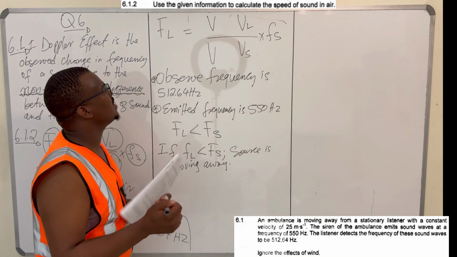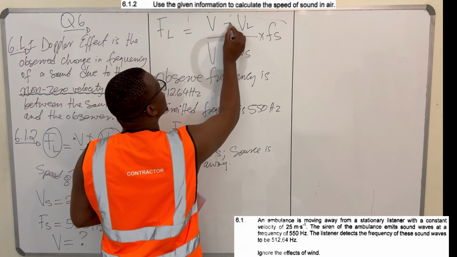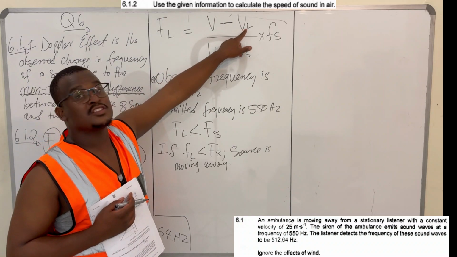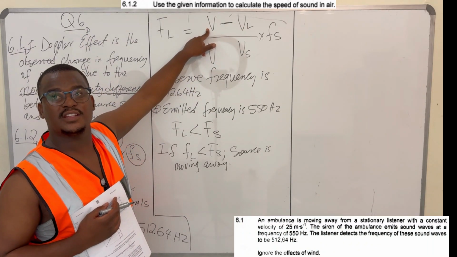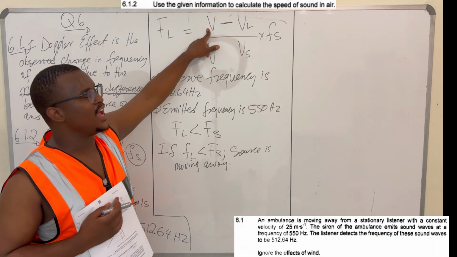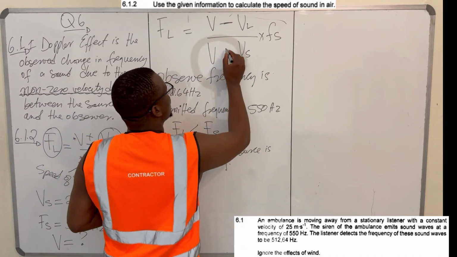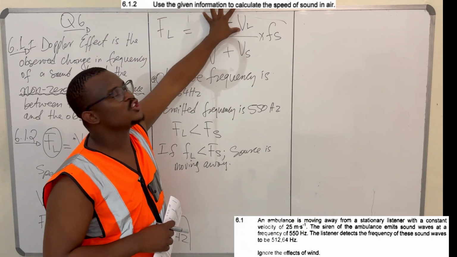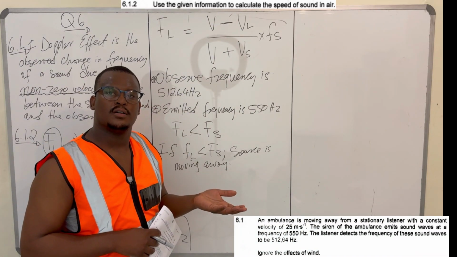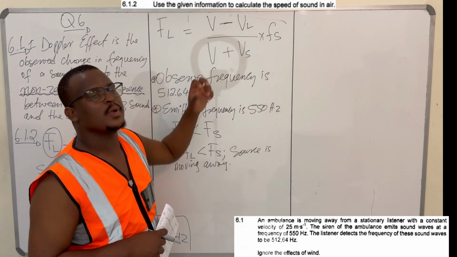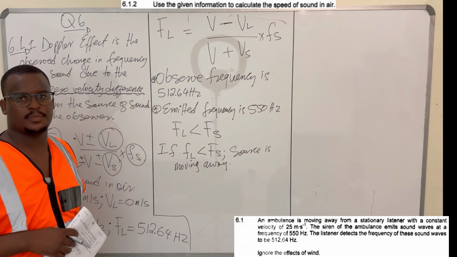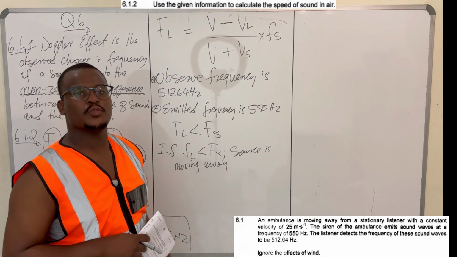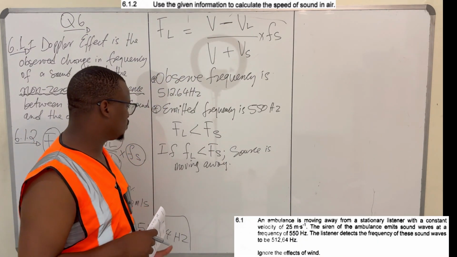So how do we achieve that? We achieve that by subtracting the velocity of the listener from the speed of sound in air, and here we add these two. Because if you have a minus there, the numerator will be small, right? And if you have a plus here, the denominator will be as big as possible. So once you decide this, you substitute everything that you have and then try to solve. That's what we're going to do now.